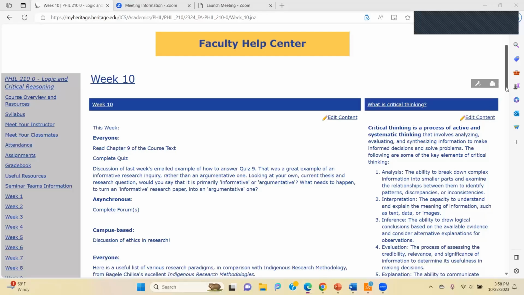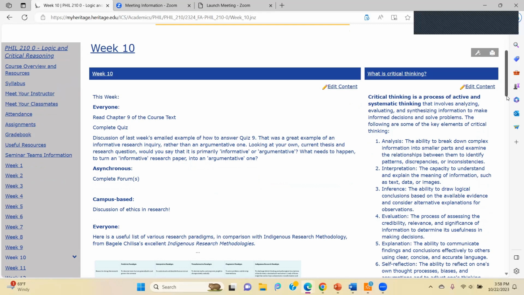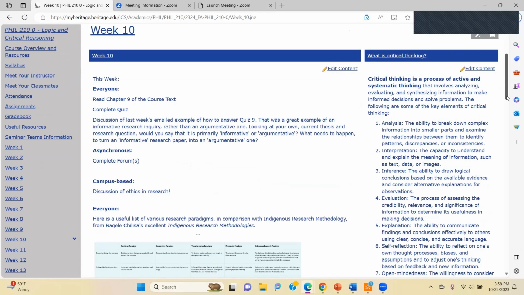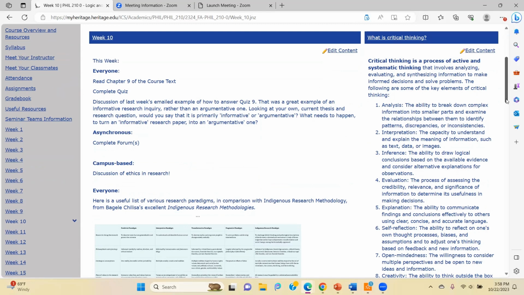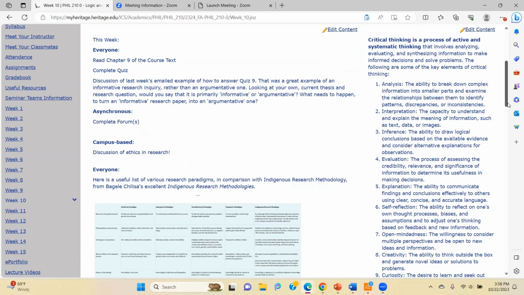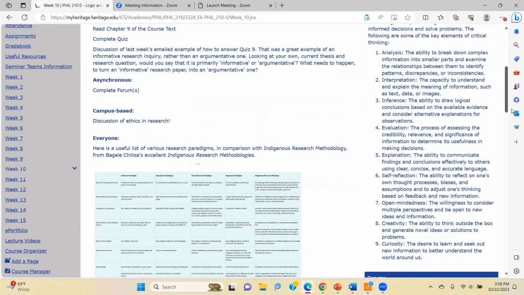It's week 10 in Phil 210, and this week everyone needs to be reading the course text, discussing last week's emailed example of how to answer quiz 9. That was a great example of informative research inquiry. The asynchronous group needs to be completing their forum, a discussion of ethics in research.